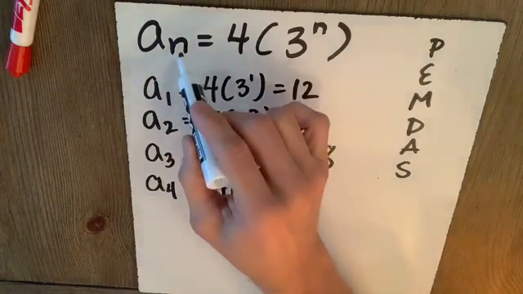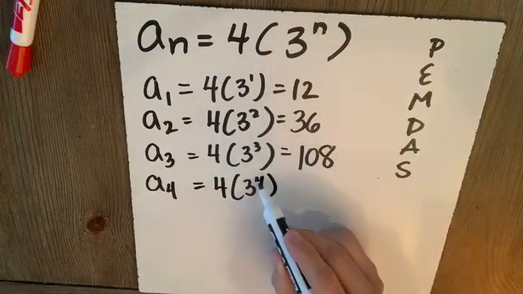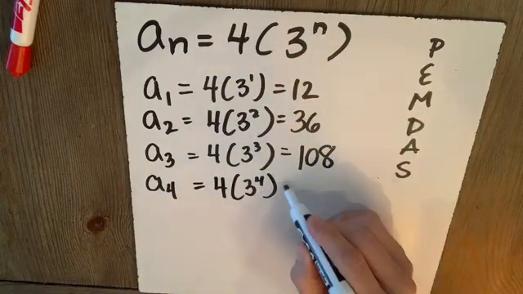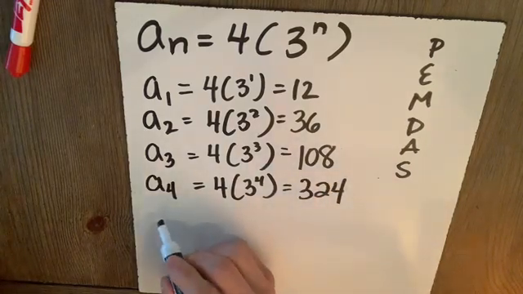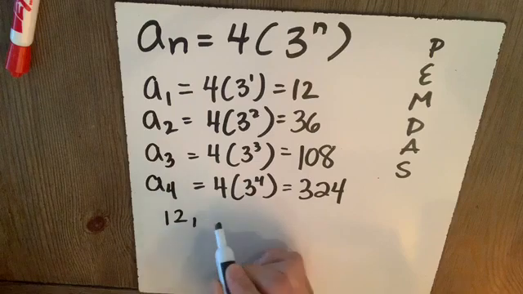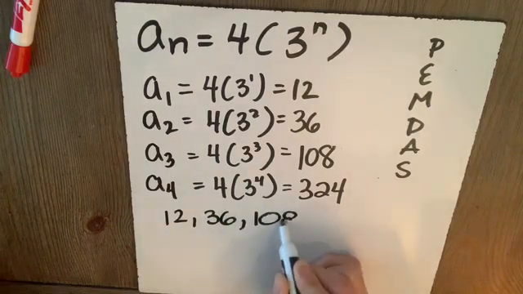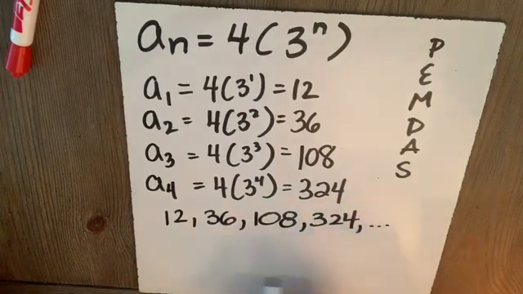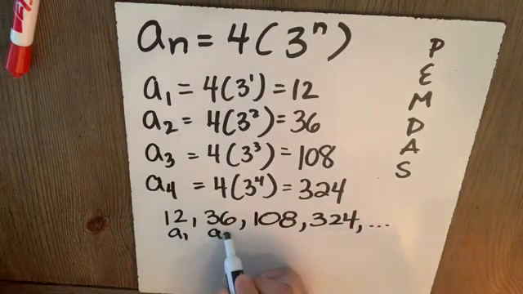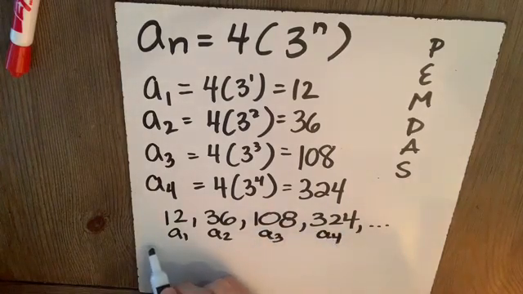Now I'm substituting. If I put a 4 in there, I put a 4 in there. And now I do 3 to the fourth, which is 81 times 4 is 324, and on and on this goes. So if I'm looking at my sequence, I have this for my first 4 terms. And of course, this would be infinite. A1, A2, A3, A4.